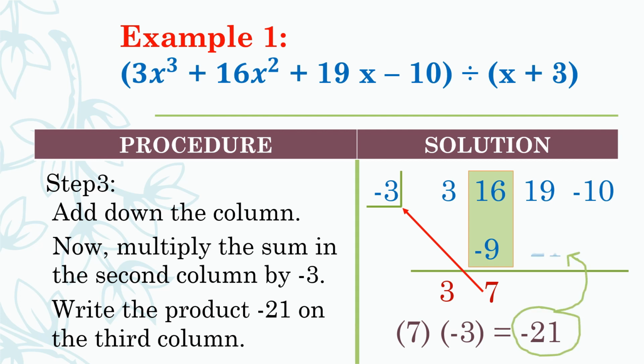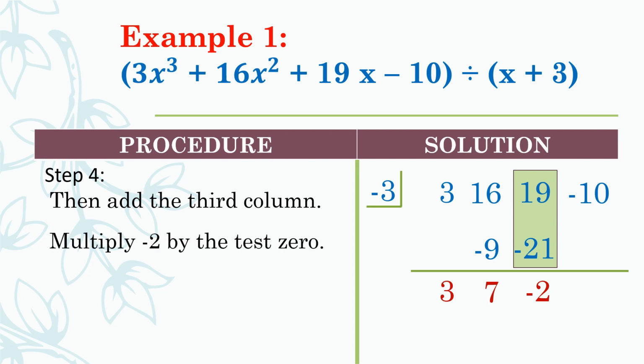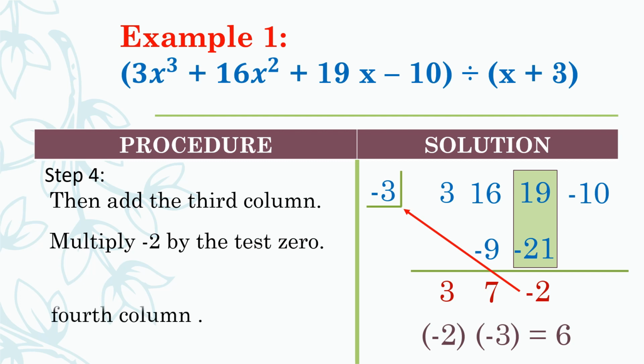Let's have step number 4. Then add the third column. 19 plus negative 21 is negative 2. Multiply negative 2 by the test 0, which is negative 3. So, negative 2 times negative 3 is equal to 6. Again, write the product 6 in the fourth column, which is also the last column.